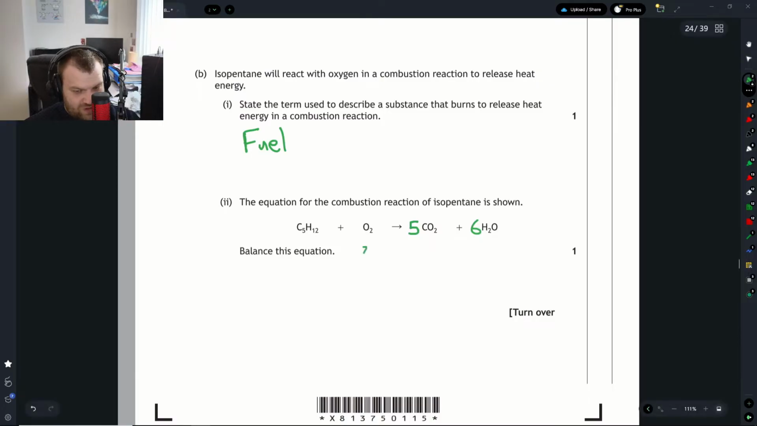We've got 2 oxygens in the O2. With it being 5 CO2s, we've now got 10 oxygens plus 1 in the water. Now there's 6 waters, so that's 6. Gives you 16. If you want to get the same number on both sides, if I put an 8 in here, 8 times 2 bumps this up to 16 as well. Then we get equal values on both sides. And that is that one balanced. Next question.